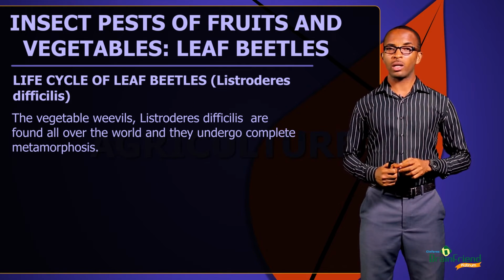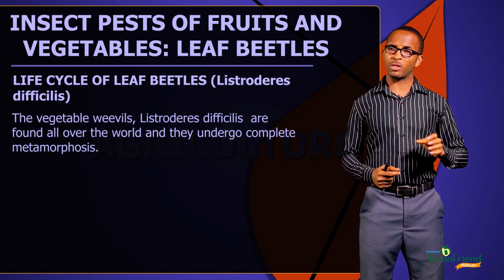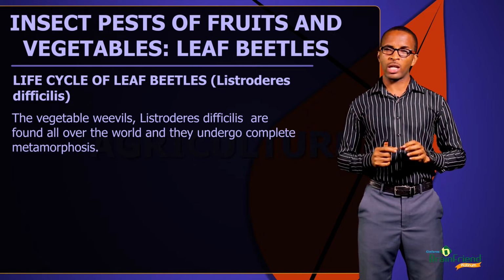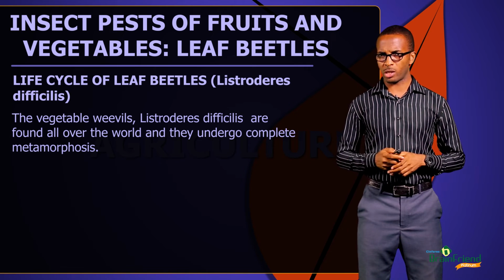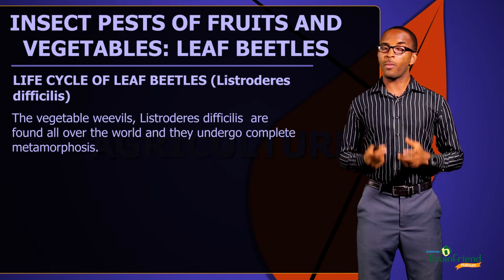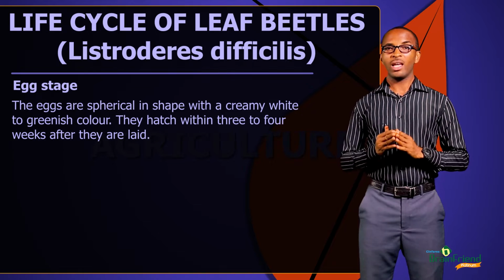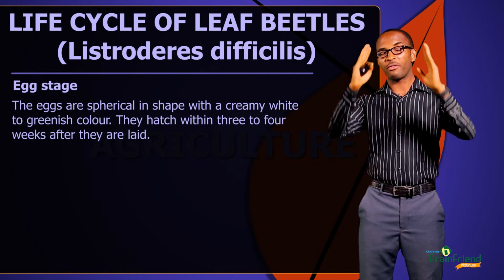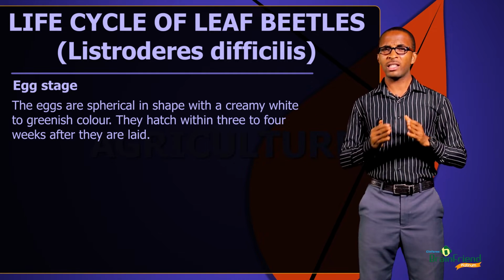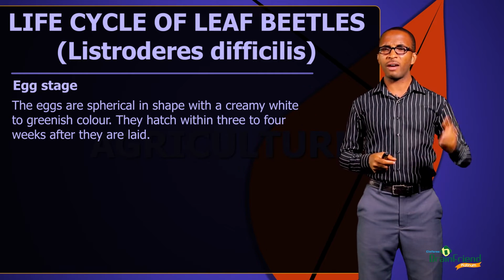Leaf weevil is another kind of beetle, and just like other types of beetle that we've talked about under pests of crops, they are found all over the world and they undergo complete metamorphosis, which includes the egg stage, larva stage, pupa stage, and adult stage. Egg stage. In shape, the eggs are spherical and they are either creamy white or greenish in color, and these eggs hatch within 3 to 4 weeks after they are laid, giving rise to the larval stage.